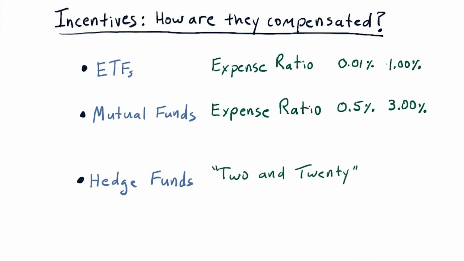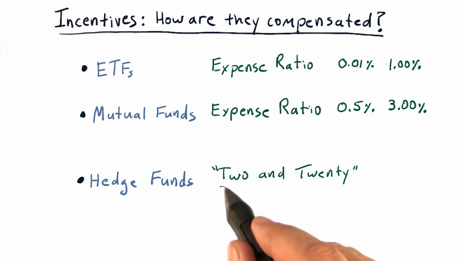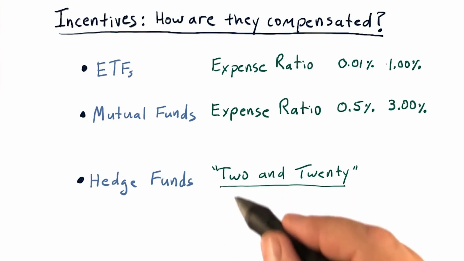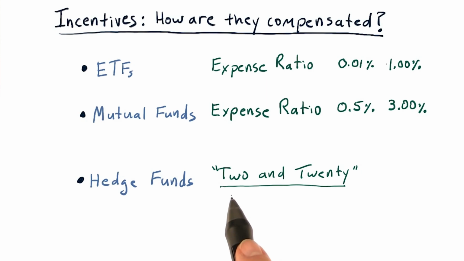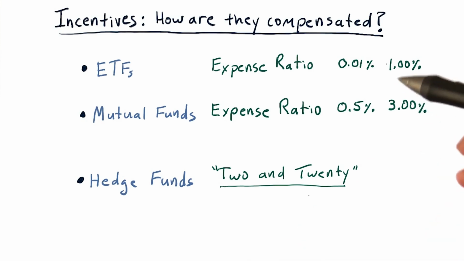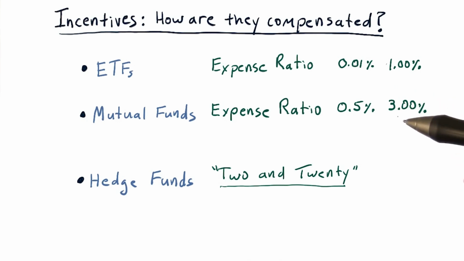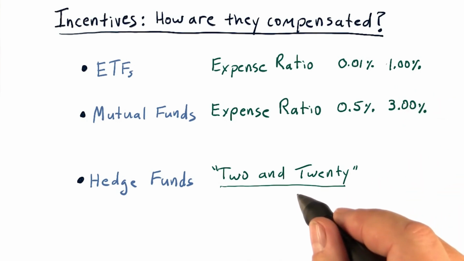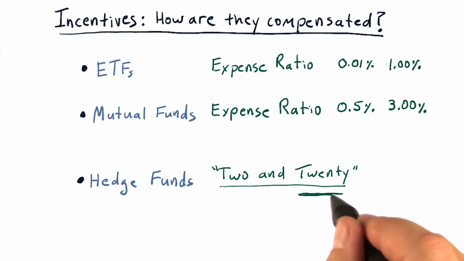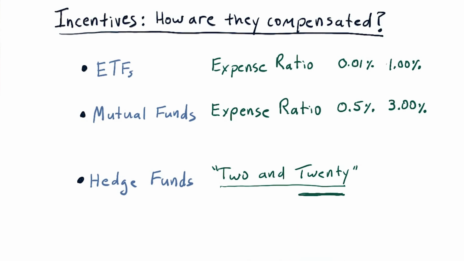Finally, hedge funds are a completely different breed in terms of how their managers are compensated. They follow an old model called 2 and 20, which means 2% of AUM plus 20% of the profits. So as you can see, it's higher than both of these other methods. And most importantly, it includes this component relating to profits, that 20%.